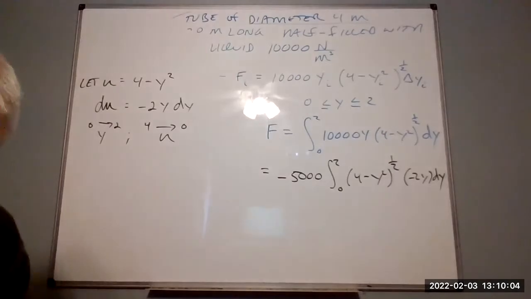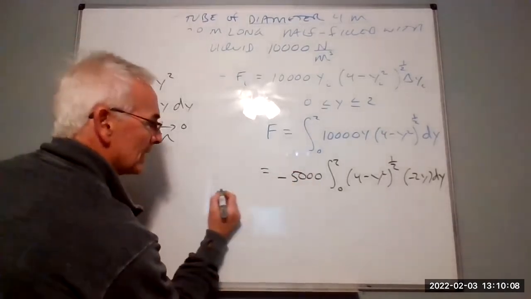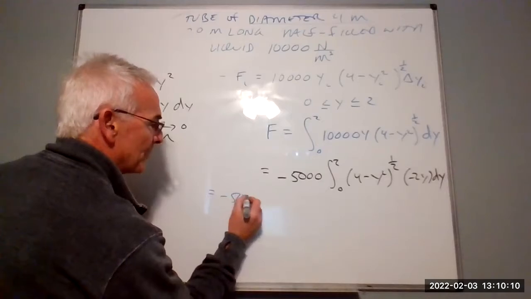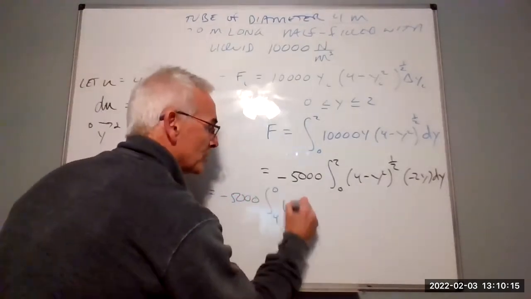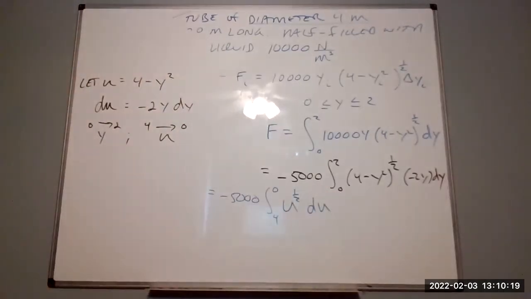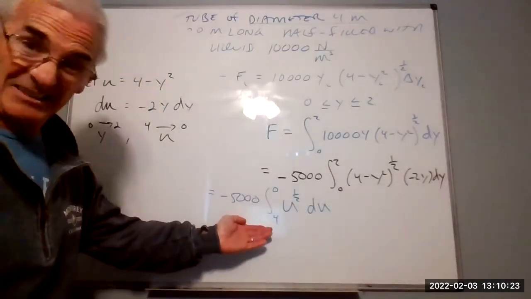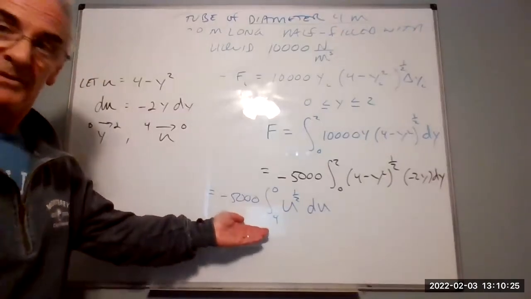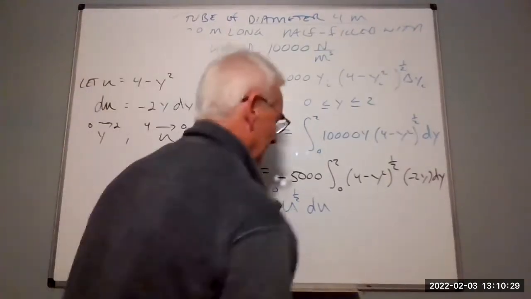So right now, we have a perfect opportunity to do a not terrible problem. So this is -5,000 times the integral from 4 to 0 of u to the 1/2 du. Somebody walks in the room right now and they see this and they say, that's it? That's all you got in Calc 2? I know how to do that on day 1 of Calc 1. Well, maybe. The antiderivative?